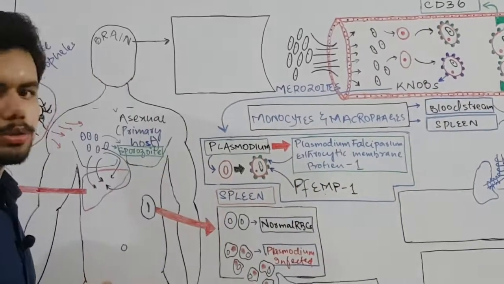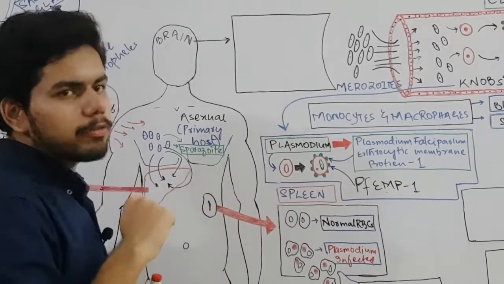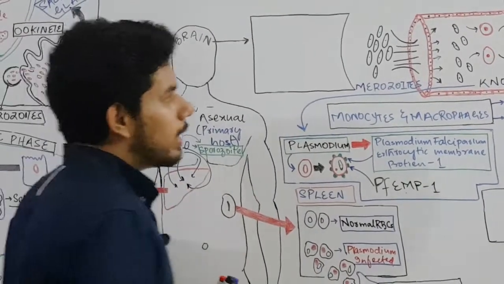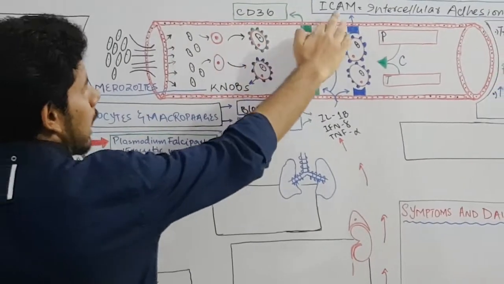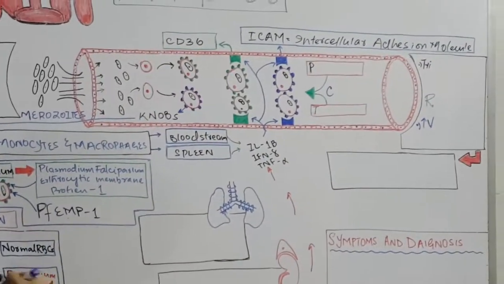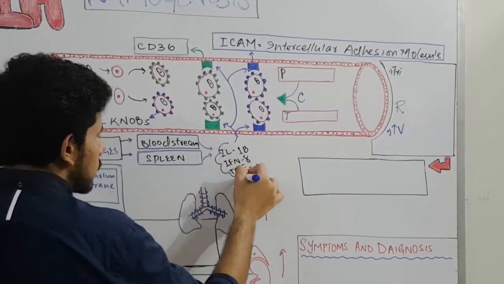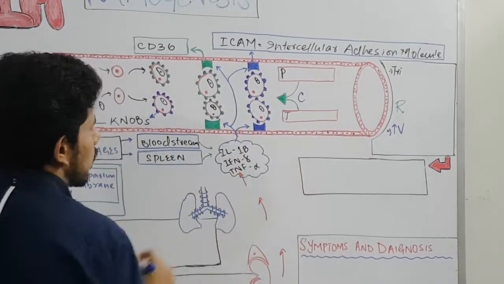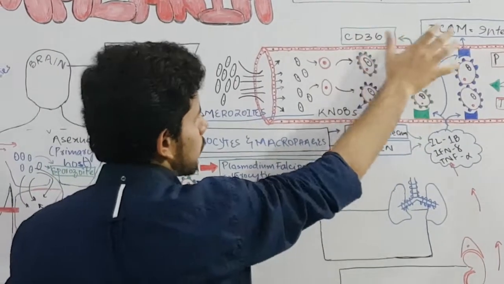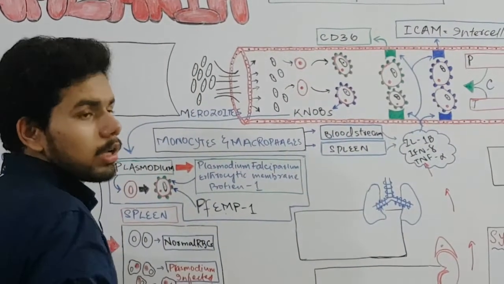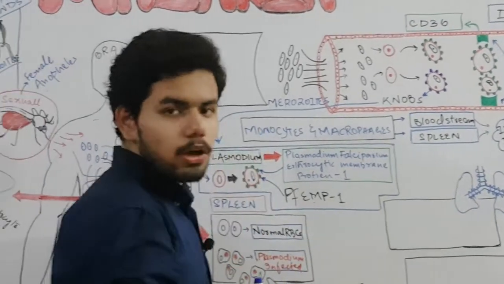So what do these knobs do? They restrict the blood flow of the vessel. Why? It's irregular in shape. And remember this CD36 and ICAM receptors, which are induced by these cytokines. These knobs containing RBC bind to these receptors and restrict the blood flow. Sometimes it completely blocks the vessel.